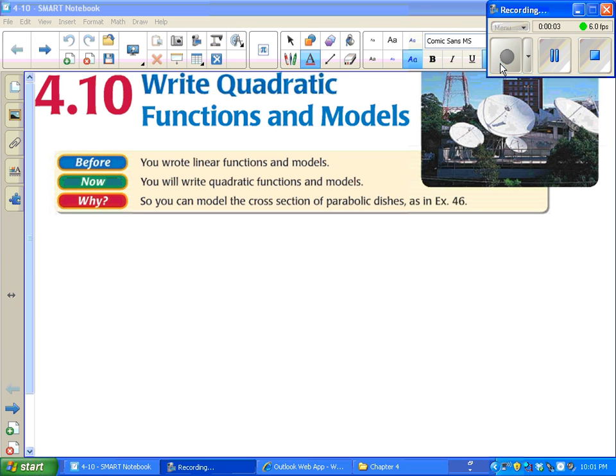4.10, in this section, we're going to kind of work backwards. We're going to write quadratic functions and models, meaning we're going to take some data and come up with the equation from that data. There's also going to be one example that requires a graphing calculator in this section.